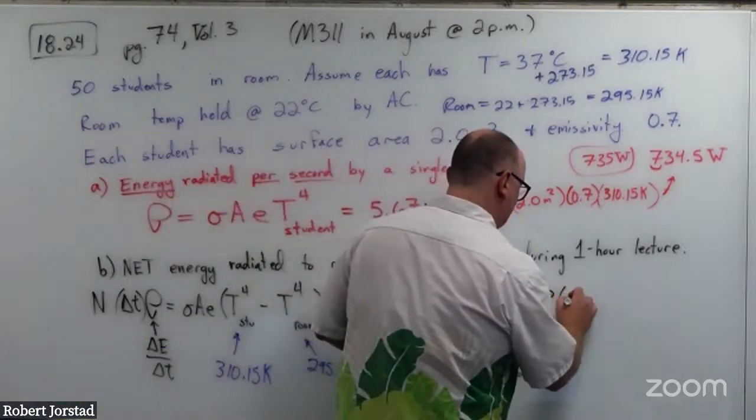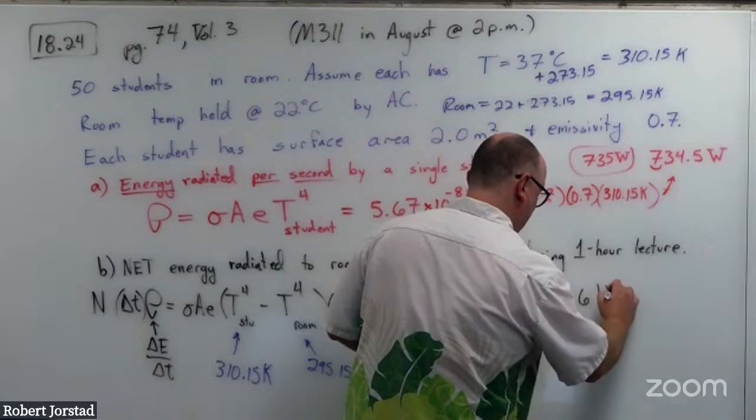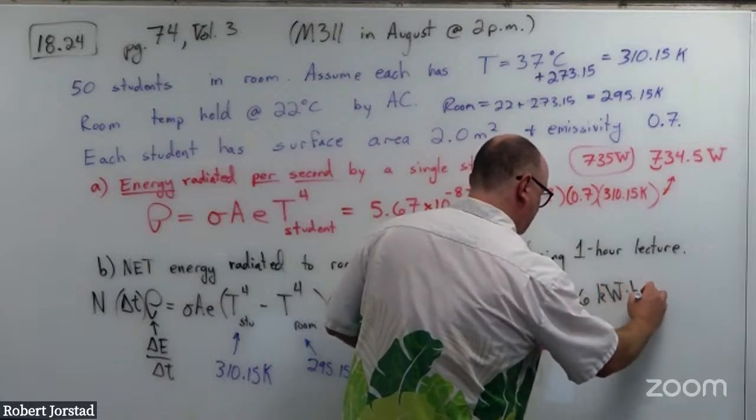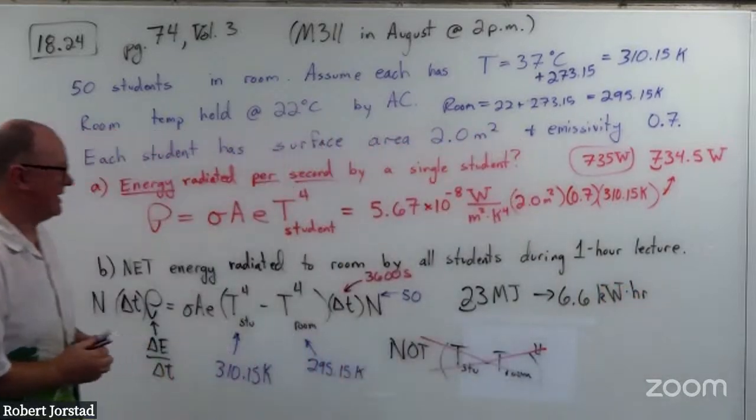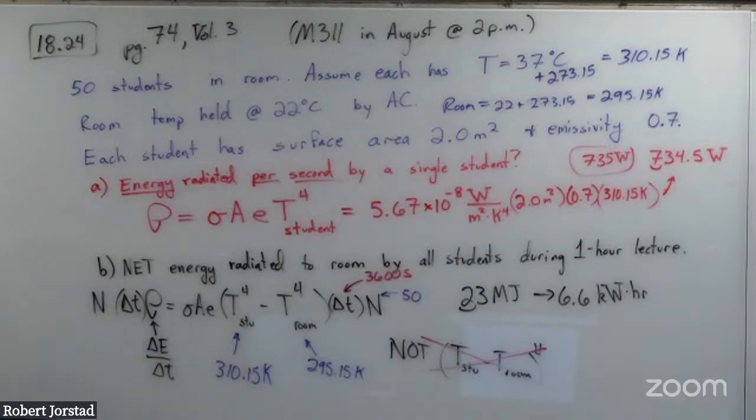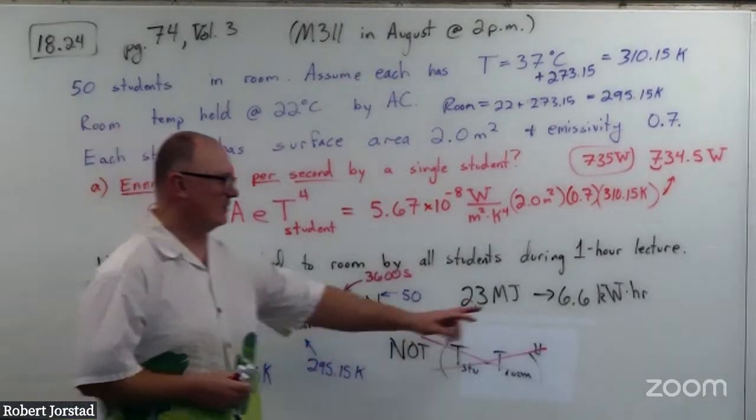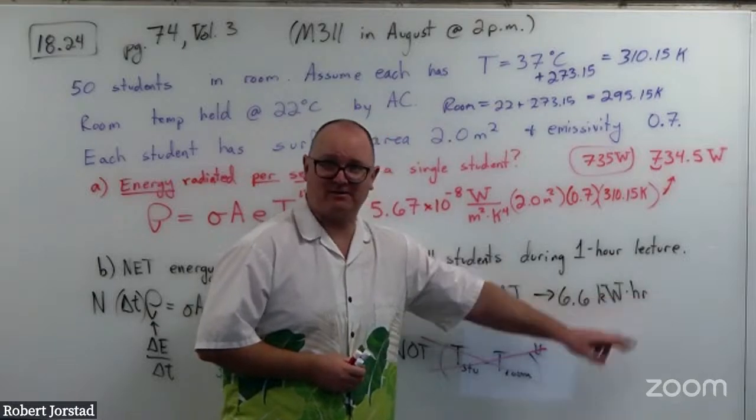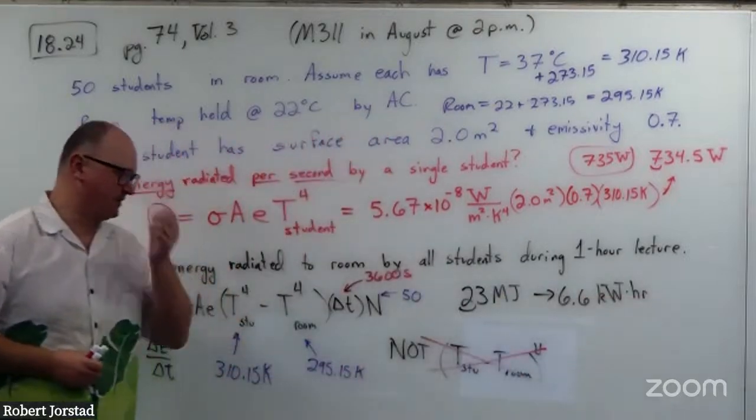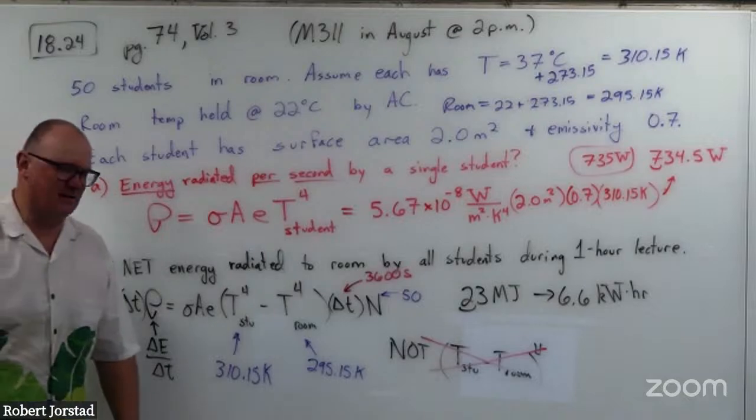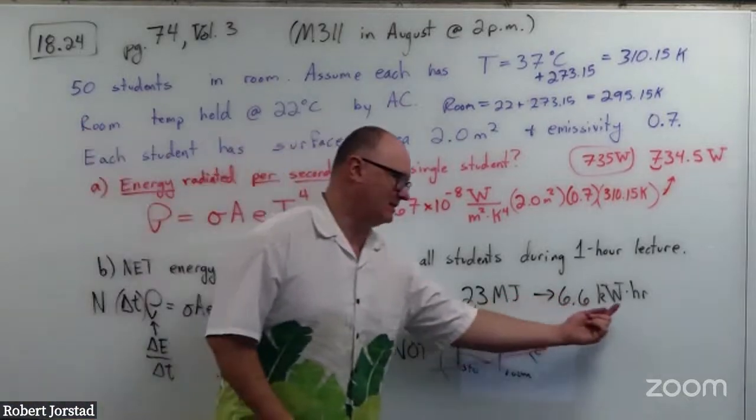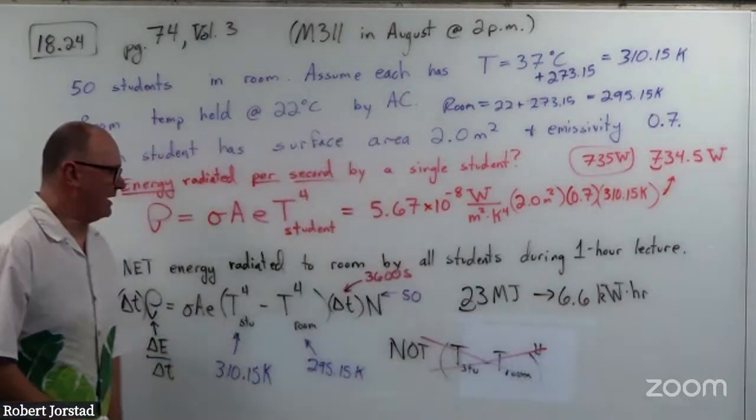Interestingly enough, you could do this as 6.6 kilowatt hours. You can actually take the power and get the power in watts, convert it to kilowatts, and then just multiply by an hour and by 50. But then you could have units of kilowatt hours. That's a unit of energy, power times time.